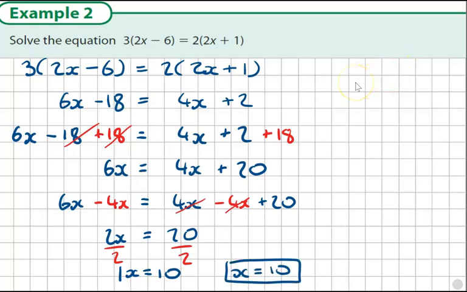So I'm not going to do the verify or the check here because we already did it and we checked that 10 was indeed the solution, and it is. You will notice that there's a lot more work in this method, but it's up to you which method you want to use.